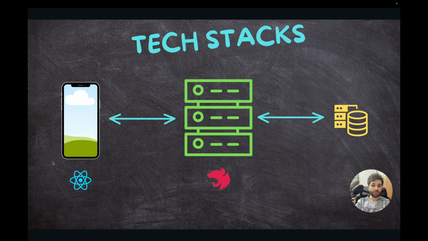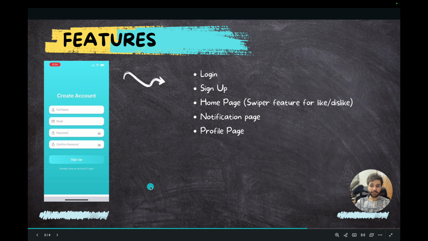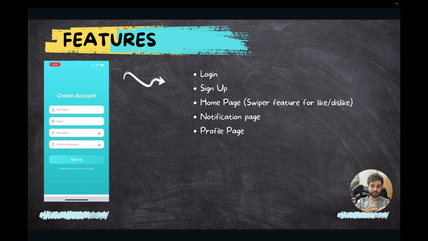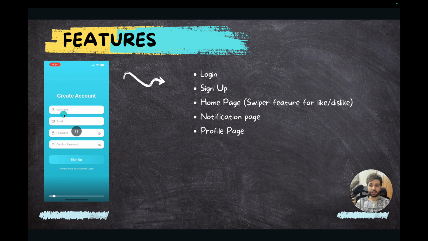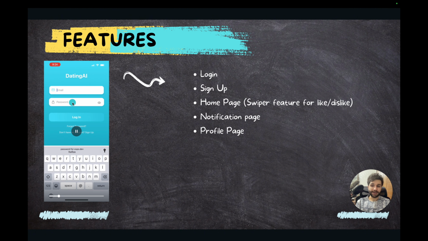Okay, so let's go and see how our application will look like at the final step. We have a login page, sign up page, home page, notification page, and profile page. So as you can see in the video, we have a login page where the user can put email and password. Here the user can sign up to our platform with name, password, and email.